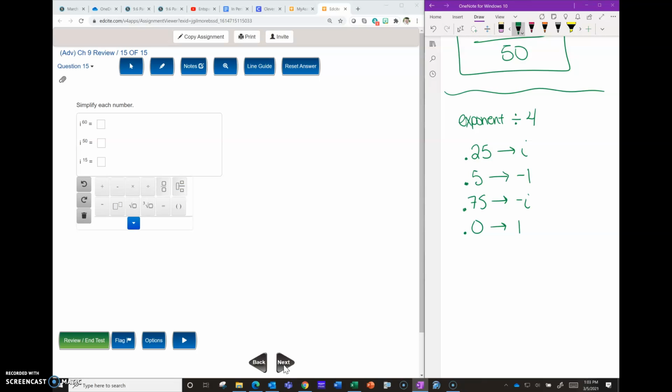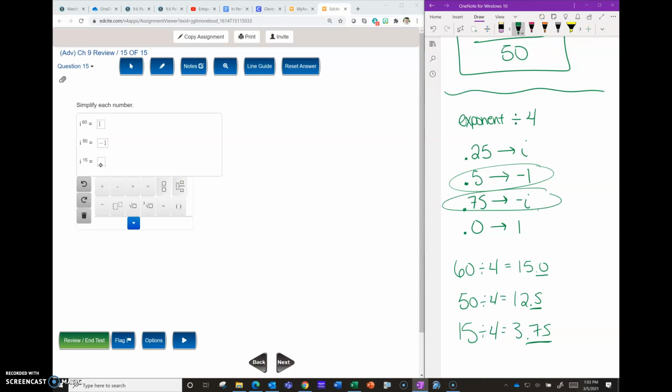So for each of these, i to the 60th, we take 60 divided by 4. 60 divided by 4 is 15. 15.0, that means our answer for that one is 1. We do 50 divided by 4, and we get 12.5. 0.5 tells us our answer is -1. And then 15 divided by 4 is 3.75. 0.75 tells us our answer is going to be -i.